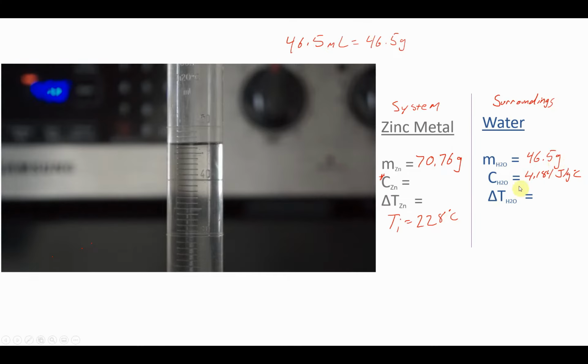Now we've recorded a lot of our data, but you notice we still haven't done the change in temperature. The only thing we know is that the initial temperature of the metal is really hot. It's 228 degrees because it's sitting in that oven. So what we want to look for is, what is the initial temperature of the water? Now I think that's going to be roughly room temperature.